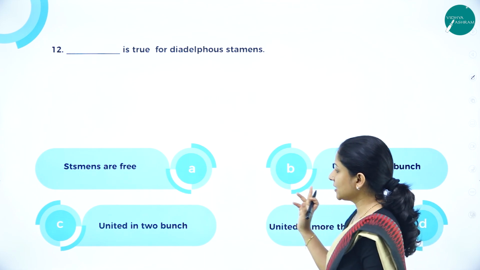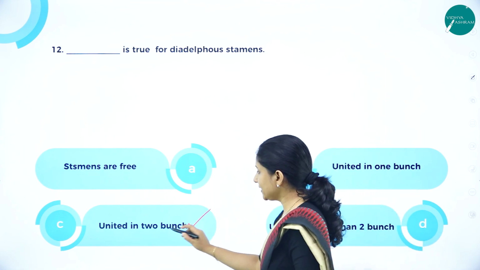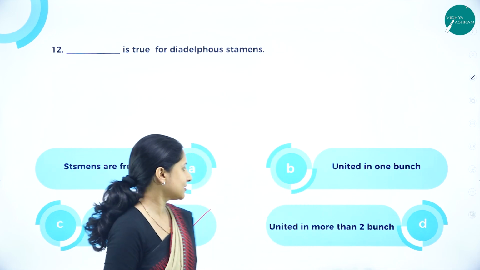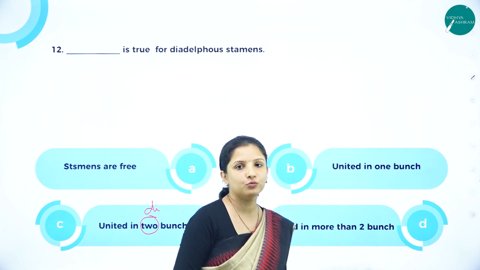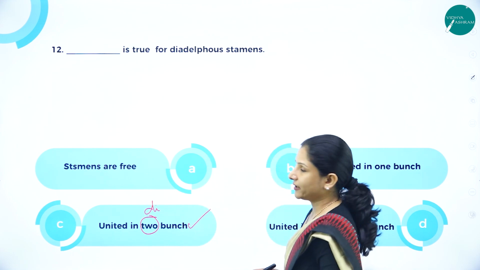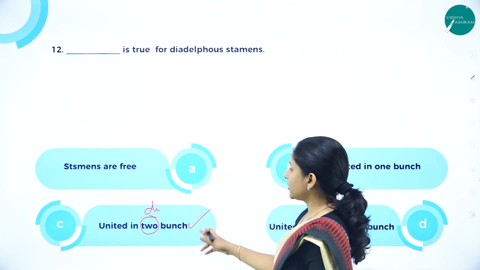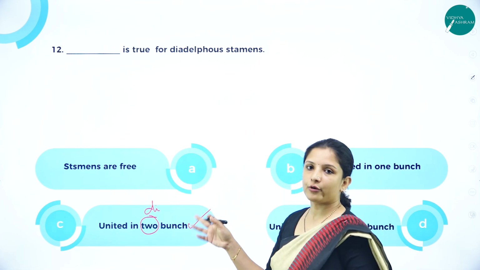United in two bunches. Yes, two means di. So, option C is the right answer here. United in more than two bunches is not diadelphous, it is polyadelphous. Therefore, the right answer here is united in two bunches, that is option C.